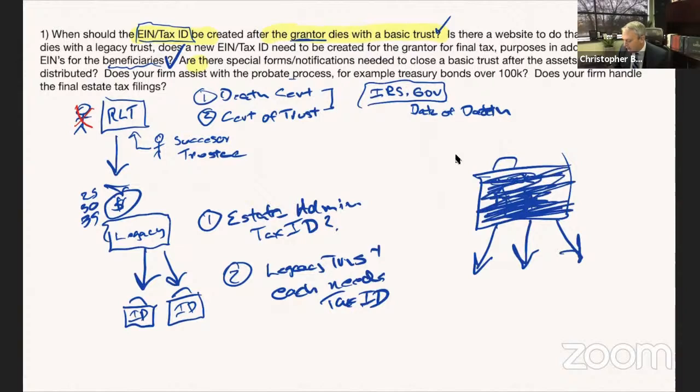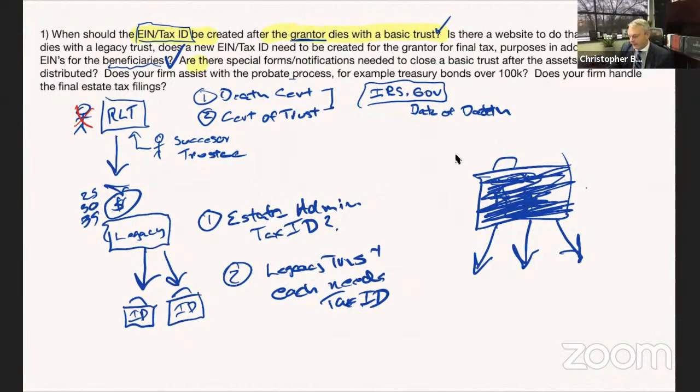And there's not any paperwork or anything that has to be filed to wrap up the trust. It's just empty at that point. So there's no additional forms or paperwork. There's nothing that's filed. The only thing that has to happen from a tax perspective is you have to pay taxes for the deceased individual for the last year.